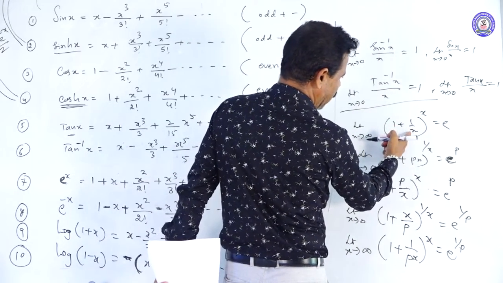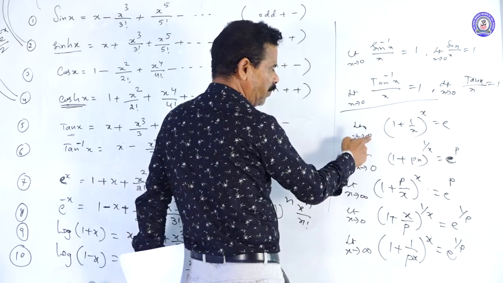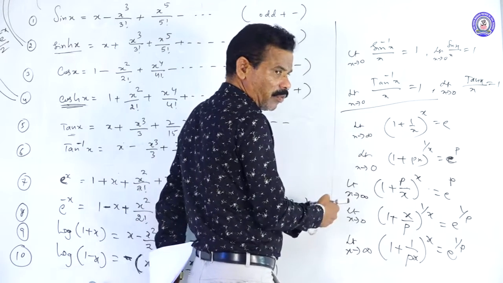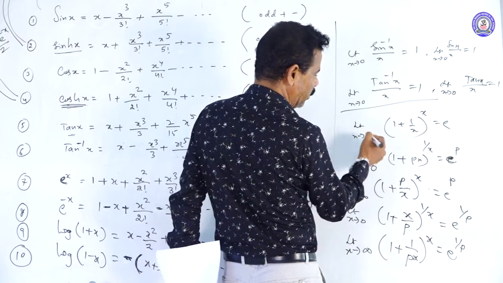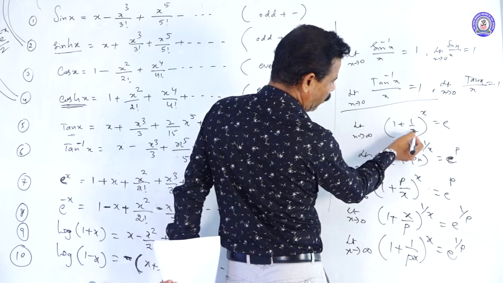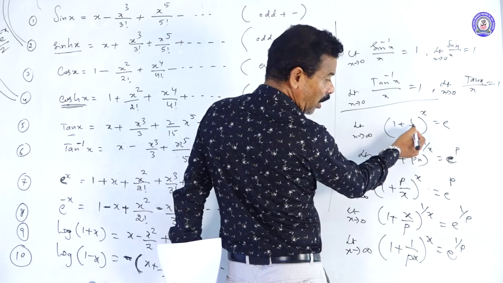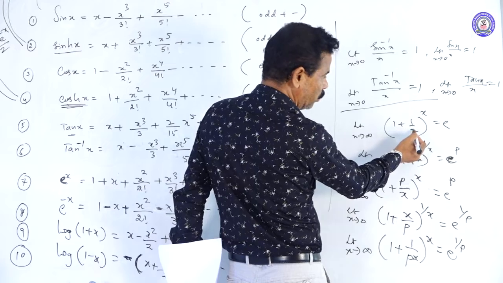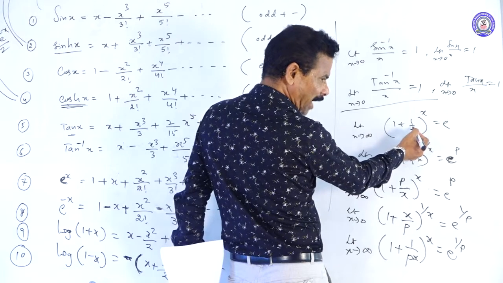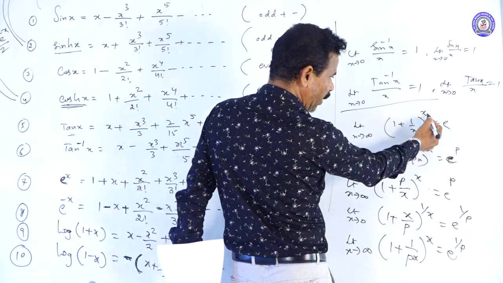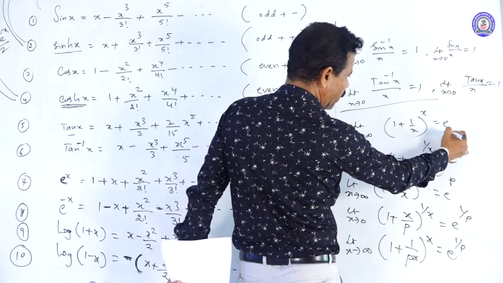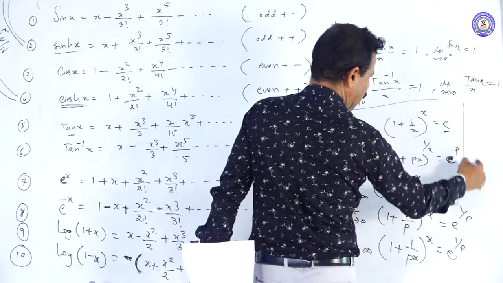Here 1 plus 1 by x, power x, as x tends to infinity. We have already done these problems, but let us recall once again. As x tends to infinity, 1 by infinity is 0, not exactly 0 but tends to 0. So it is 1 plus something small, and that power infinity is equal to the expansion, the e value. So actually, how much is the e value?